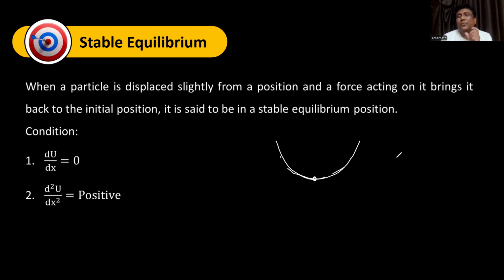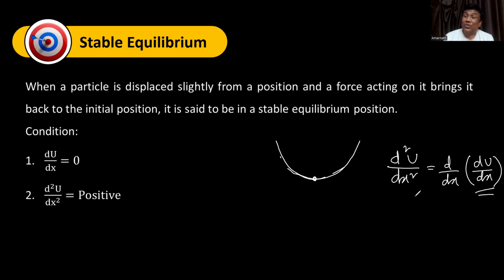Actually, in any concave upward graph, double differentiation is always positive, because the slope goes on increasing. You see d2U/dx2. What does it mean? It means d/dx of dU/dx, the differentiation of the slope. You see here the slope is increasing. Now the slope is this, then the slope is this. The slope is going on increasing, so the slope's differentiation will be positive only. So that is why you should remember it.